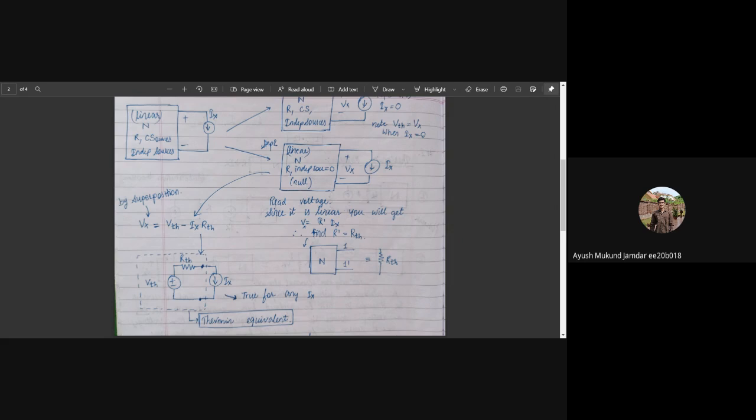In the next video, we'll try to understand a dual of this theorem, the Norton theorem, and another circuit theorem, the maximum power theorem.